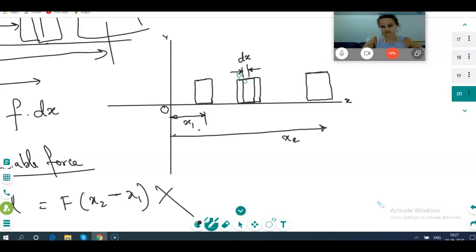Am I right or not? Please tell me. Correct. So you take such a small piece of displacement, and in that portion I will assume that F is constant. Is it clear? So for this particular dx, what work have you done? Simply F times dx. Is it clear? You have done this much work.